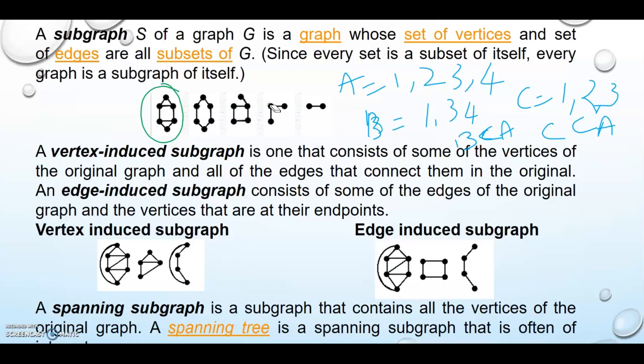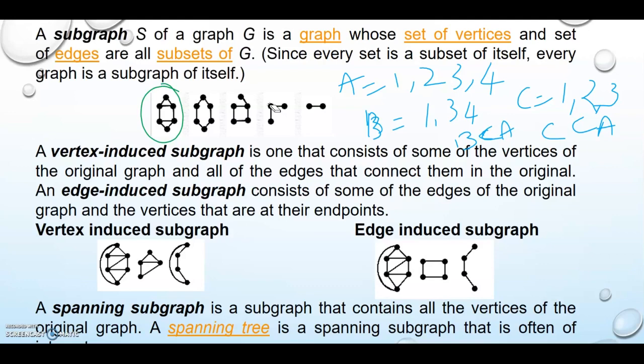A vertex-induced subgraph is one that consists of some of the vertices of the original graph and all the edges that connect them in the original. An edge-induced subgraph consists of some of the edges of the original graph and the vertices that are at their endpoints.